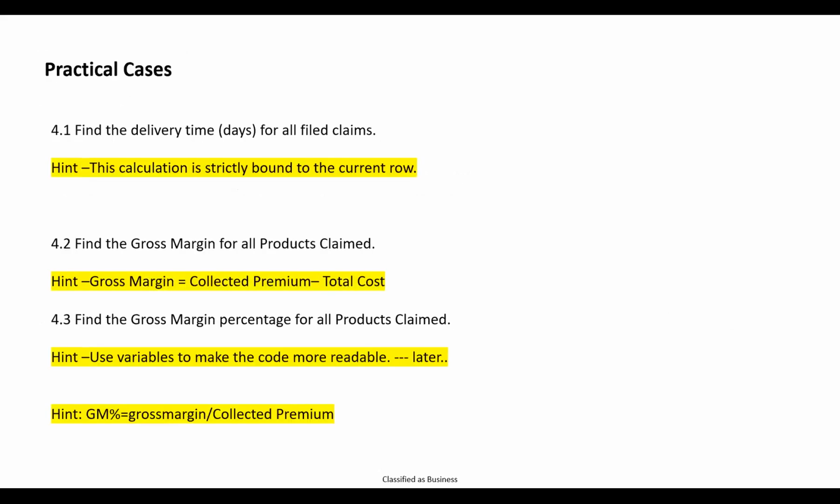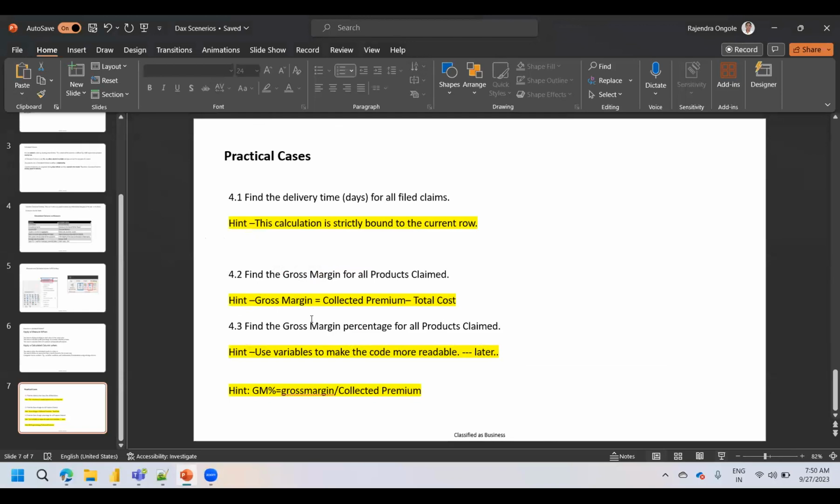Last one. So see here. Find the gross margin percentage for all product lines. Here I have asked you to use the variable approach. I will tell you what a variable is and how we can derive it with the help of a variable. The hint they're providing to calculate the gross margin percentage is gross margin divided by collected premium. That is the formula.